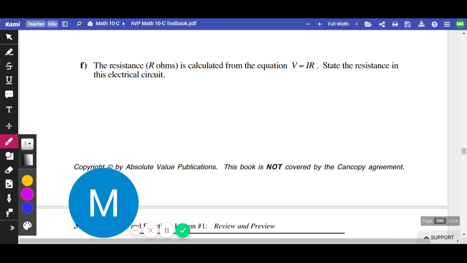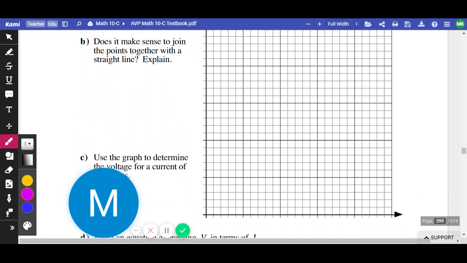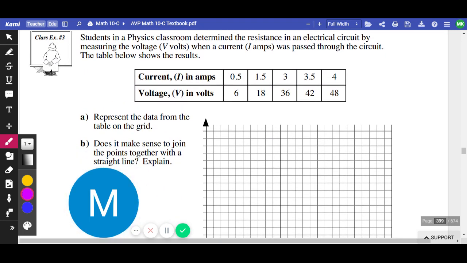This one is the exact same idea, it's just a different situation. Students in a physics classroom determine the resistance of an electrical circuit by measuring the voltage when amps were passed through the circuit. The table shows the result below. If you look down, you'll notice that they've got their table right here. This is the amps, this is the volts. We're going to put this data on our grid. They've already drawn it for you. They didn't label the axes, so they didn't make one V or one I, so we get to choose which one's X and which one's Y. They made the grid about the same size, though one side is bigger than the other.